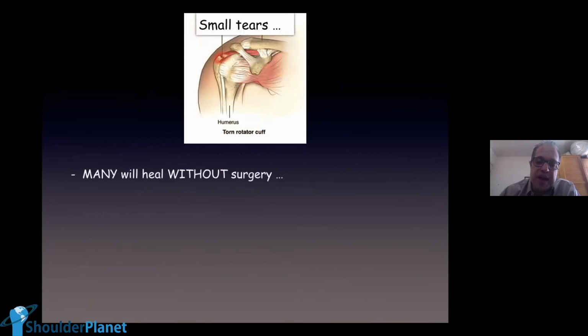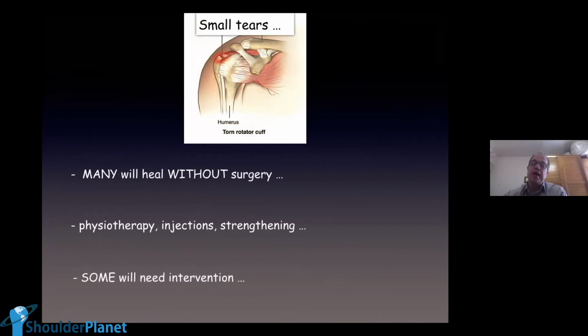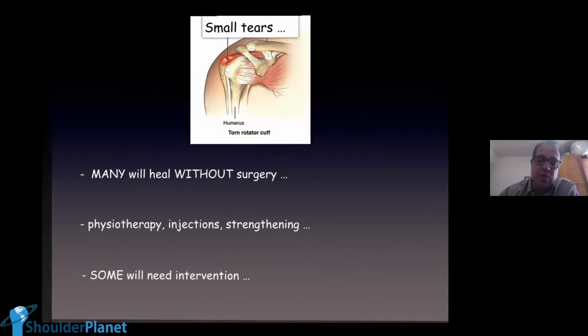When I have small tears, many of such tears will heal without surgery. In many, I will do physiotherapy, injections, strengthening, but some I will have to operate. I operated on 15 January this year a 35-year-old lady with a small tear. She was unable to do anything for 5 years, and I operated on her, and she's already in the gym 4 months post-op. So we have indications for partial cuff tears, but this is not for us to discuss here. This is something very technical to be discussed case by case in the office with a very good specialist.